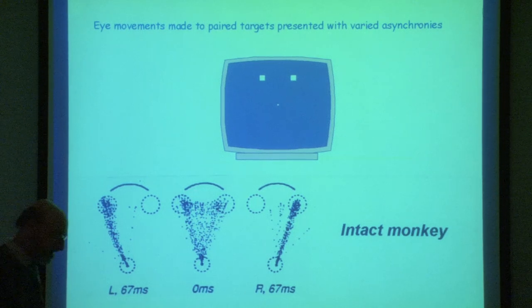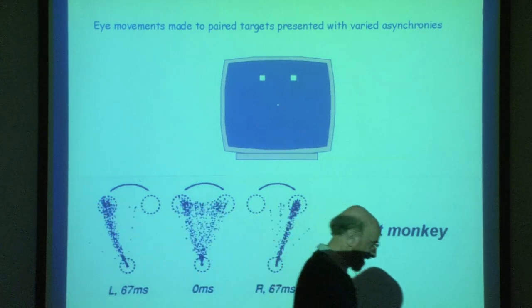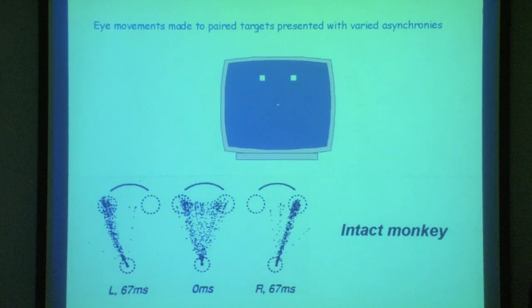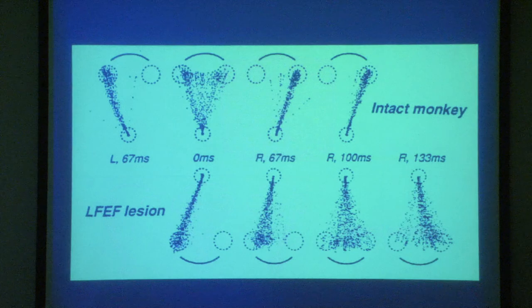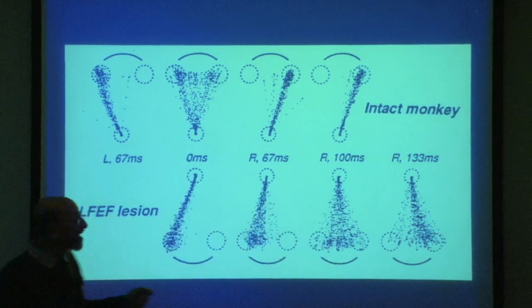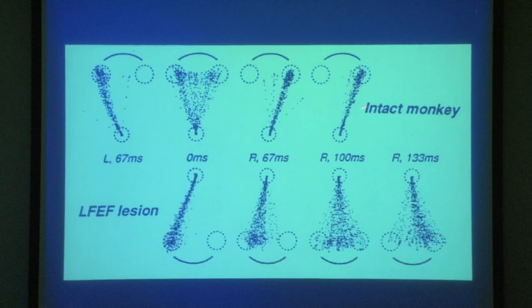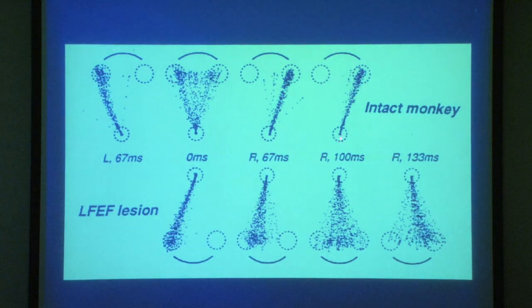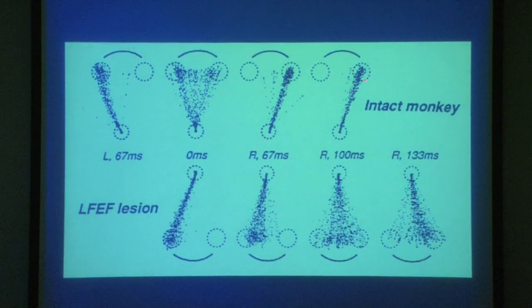Now let's ask the question, what happens when you take out a cortical structure, in this case the frontal eye fields? And here we are. We take out the left frontal eye fields. These above are the same data I had just shown you, adding a bigger delay here, just to make it even clearer that by that time, the monkey never chooses the target that comes on second.